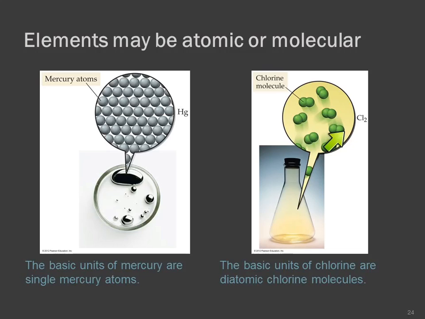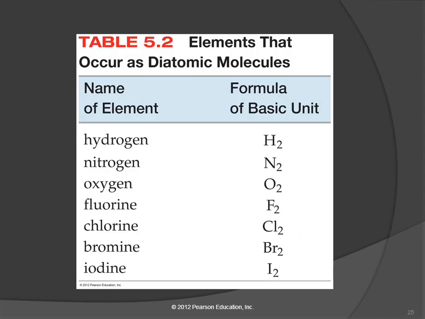So chlorine is like junior high girls. They go everywhere in pairs. You're not going to see chlorine atoms running around by themselves. They're always with a friend. Molecular element. There are 7 of these junior high type girl elements, and they all happen to be nonmetals, which in chemistry land, the nonmetals are girls, right? So here they are: hydrogen, nitrogen, oxygen, fluorine, chlorine, bromine, and iodine.